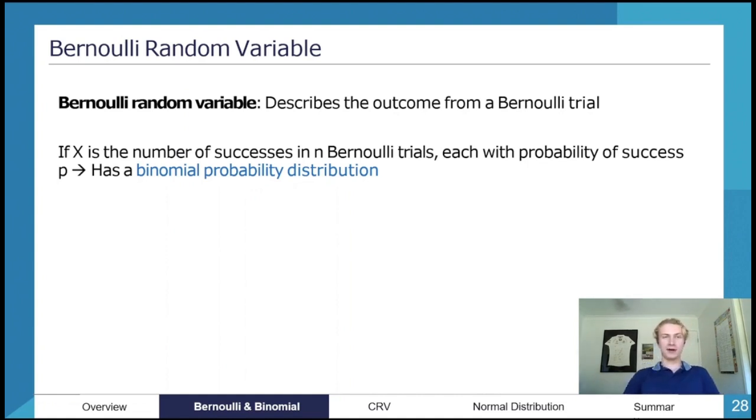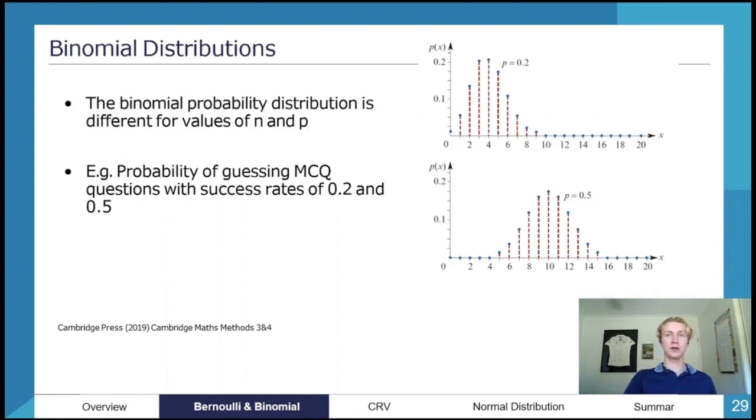Okay, so a Bernoulli random variable describes the outcome from a Bernoulli trial. So if x is the number of successes in n number of Bernoulli trials, each with the probability of success of p, that means we've got a binomial probability distribution. So we can actually graph this, the probability and outcomes of x. So binomial distributions we represent like this. The binomial probability distribution is different for values of n and p. If we change n, if we change p, it's going to affect the value of P of X equals x that we get.